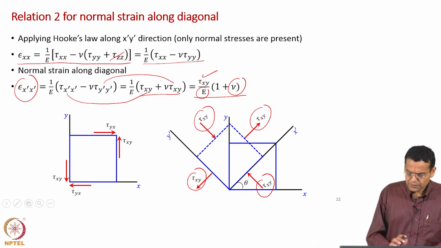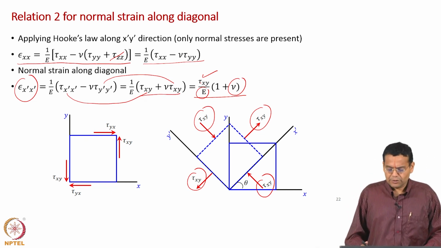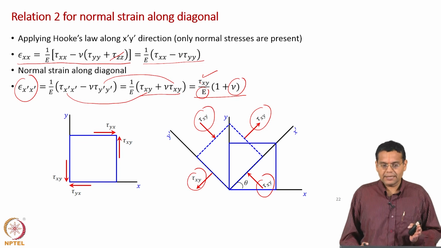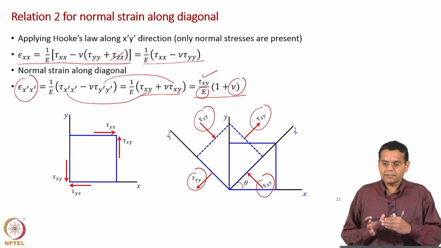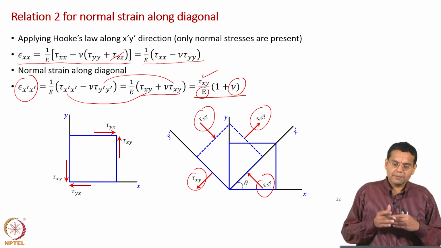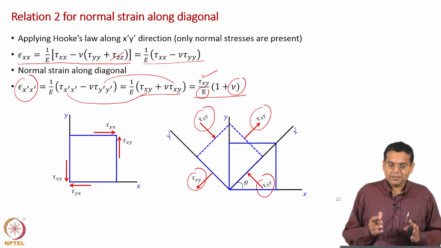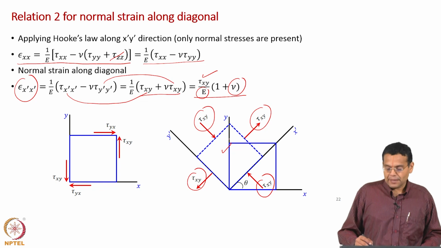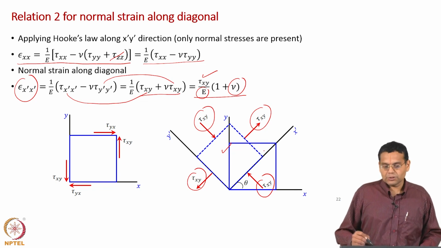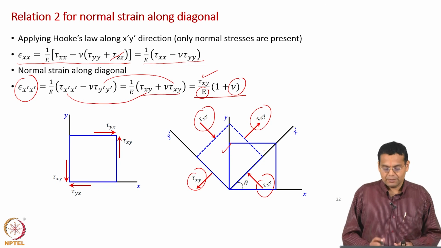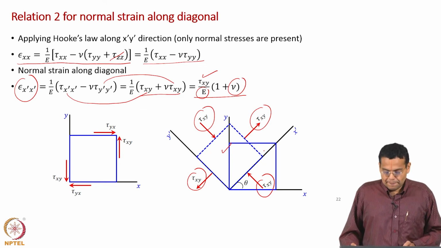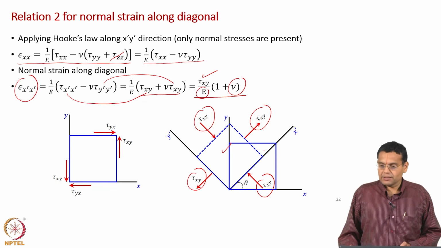Just to summarize this slide, in the previous slide we had a stress element subjected to pure shear stress. We proved that it is equivalent to an element rotated by 45 degrees subjected to pure normal stress. So, we considered that rotated element and applied Hooke's law along the x dash axis, which coincides with the diagonal of the original element, and then applied Hooke's law along that diagonal.